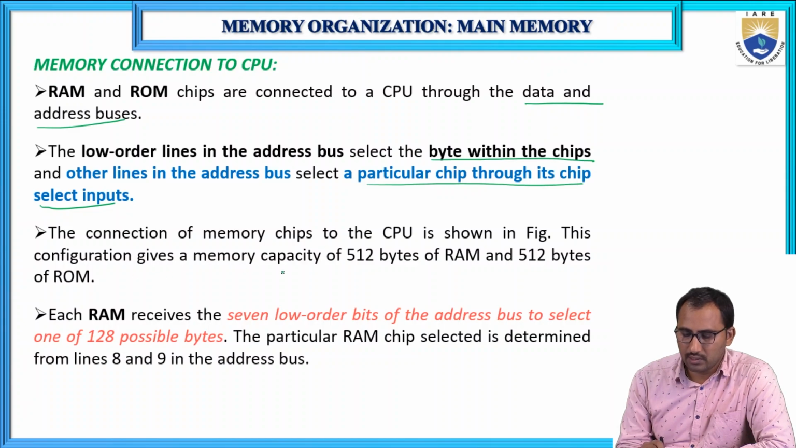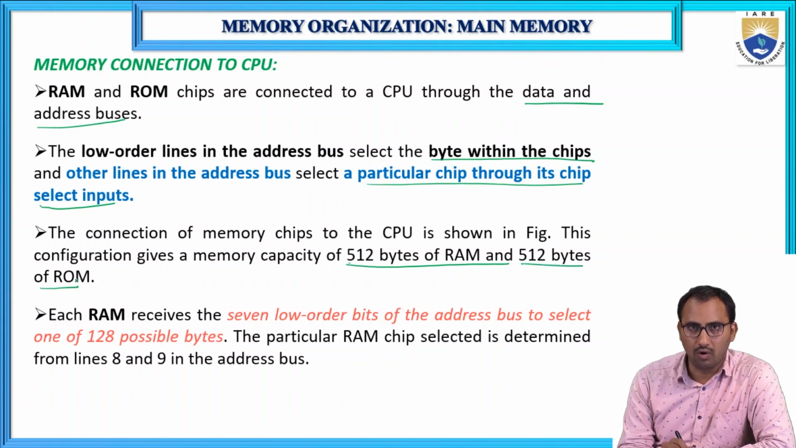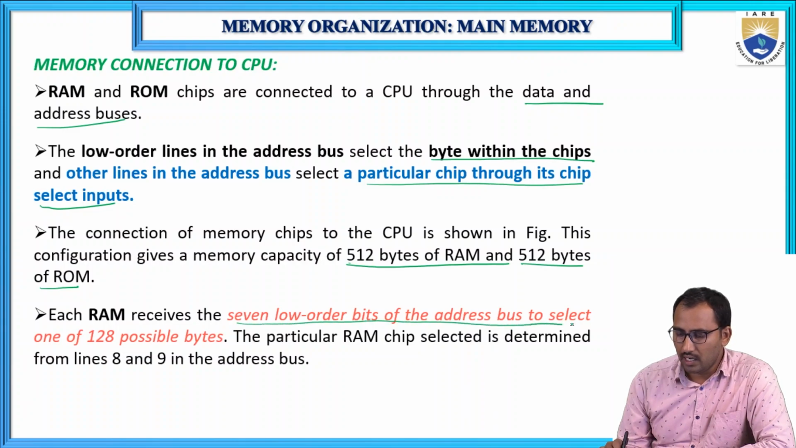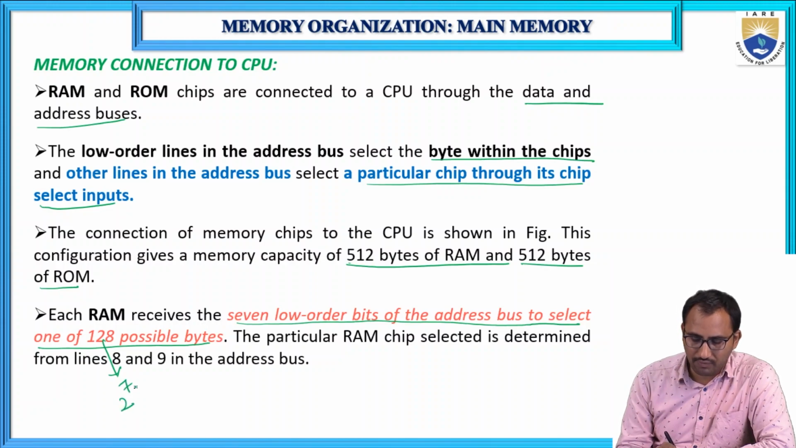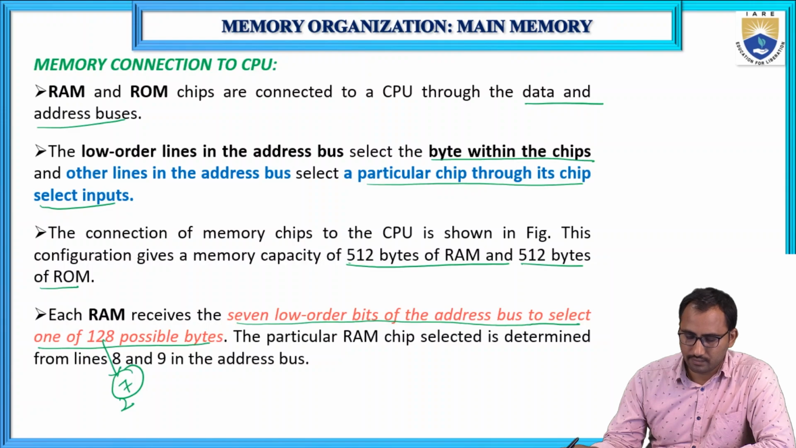This configuration gives a memory capacity of 512 bytes of RAM and 512 bytes of ROM. Each RAM receives 7 lower order bits of the address bus to select one of the 128 possible bytes. Because here 128 bytes means 2 power 7, a total of 7 address lines are required in order to select each byte. And the particular RAM chip selected is determined from the lines 8 and 9.